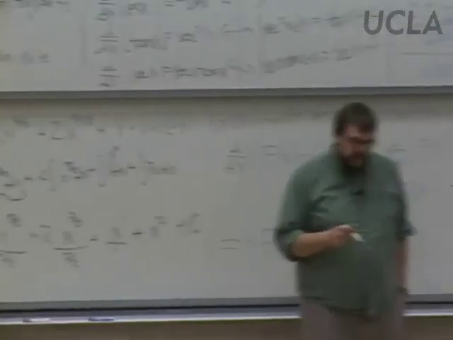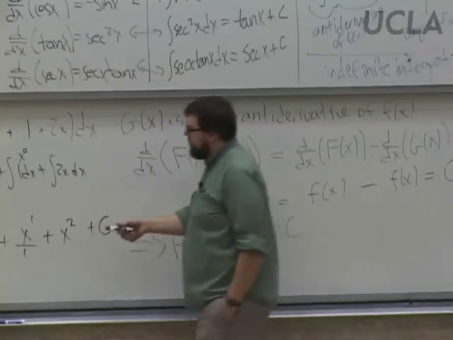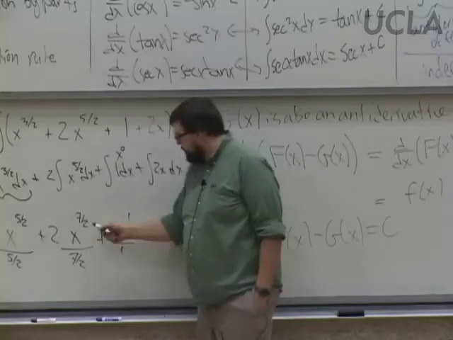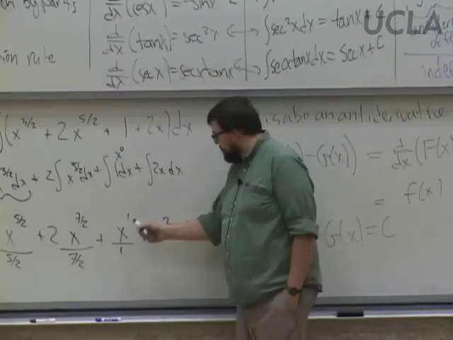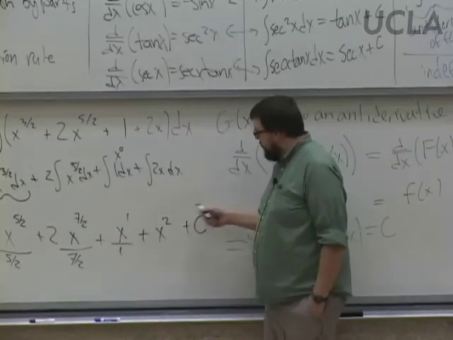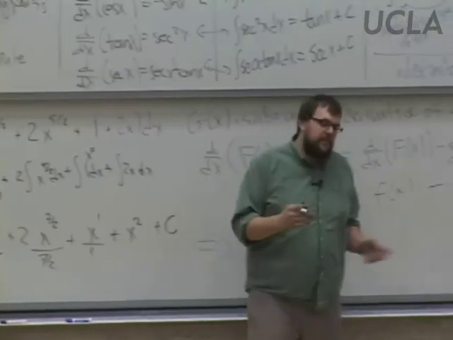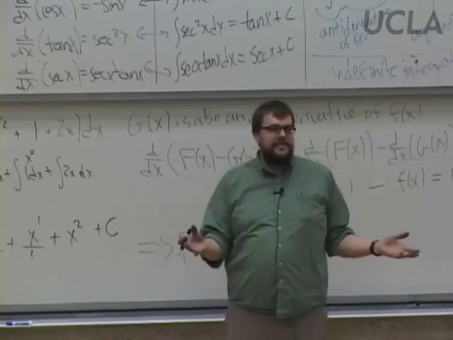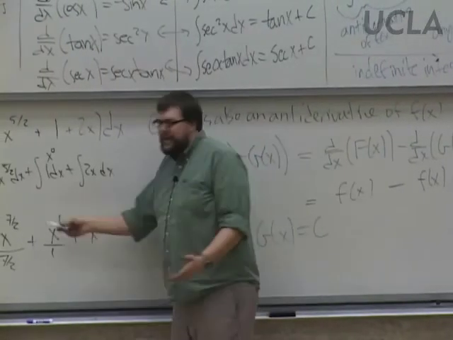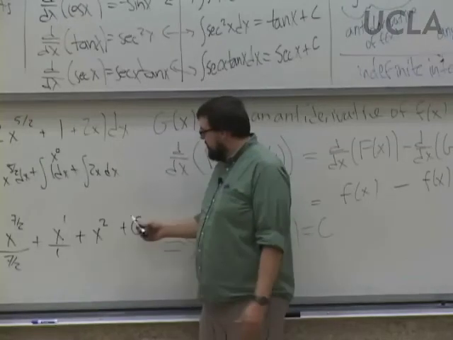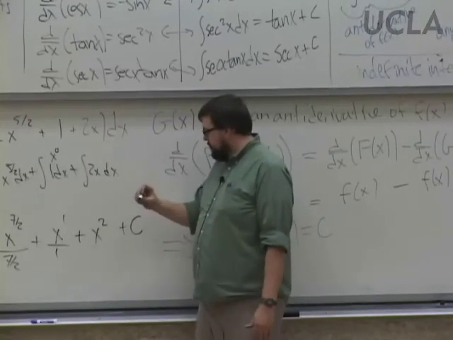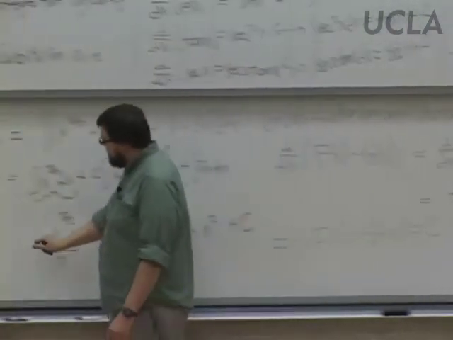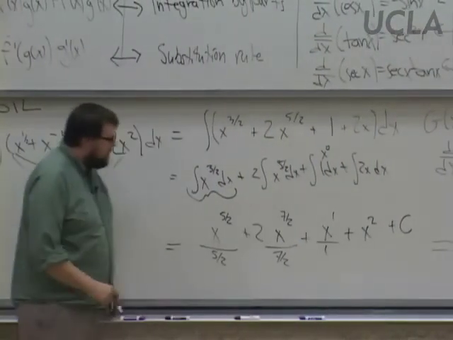Now, you might have said, wait a second, did we need to put a constant on each single one? Did we need to say x to the 5 halves over 5 halves plus c, plus 2x to 7 halves over 7 halves plus c, plus x to 1 over 1 plus c, plus x squared plus c? Why did we just put a single constant? Well, this is the beautiful thing: if you add a bunch of constants together, what do you get? You get a constant. So instead of writing it down 4 times, we're saving ourselves this wonderful dry erase marker and just writing it once. It's conservation.